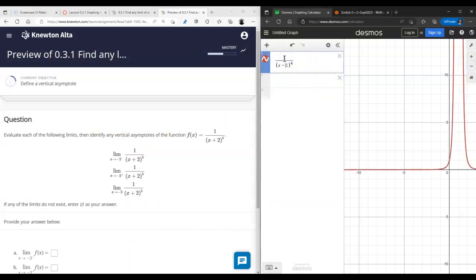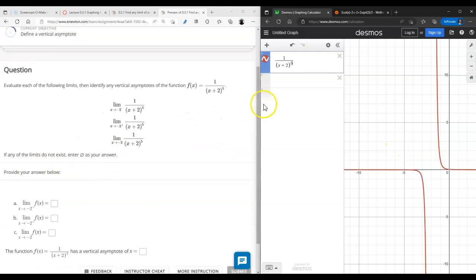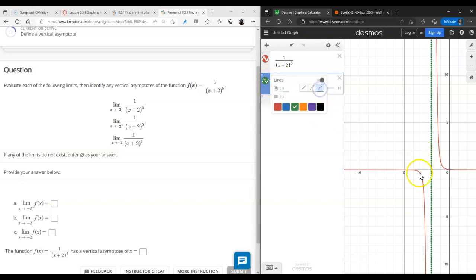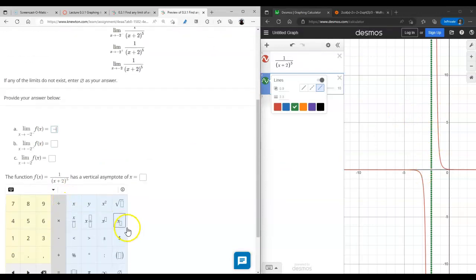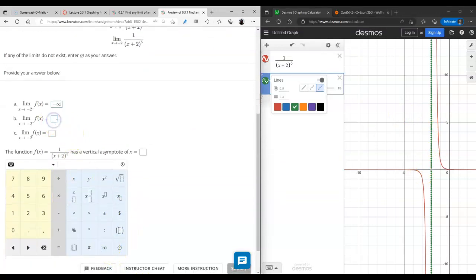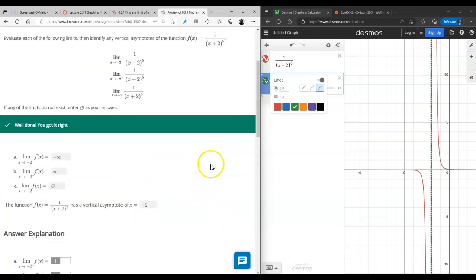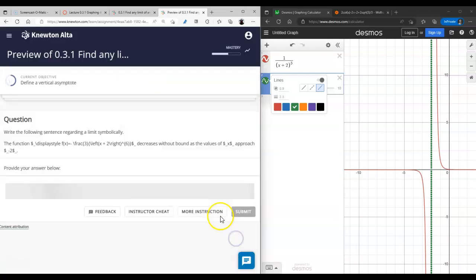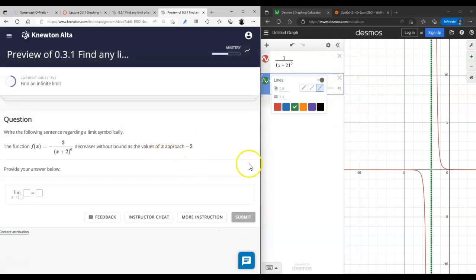Same here, different function. What's going on at -2? This is just so we can see what's going on. Where is that 2? Oh, it's an asymptote. And on the left side, we have -infinity. On the right side, we have positive infinity. And the two-sided limit doesn't exist. So the asymptote is x equals -2. Do you see how things are much, much easier when you're allowed to graph?